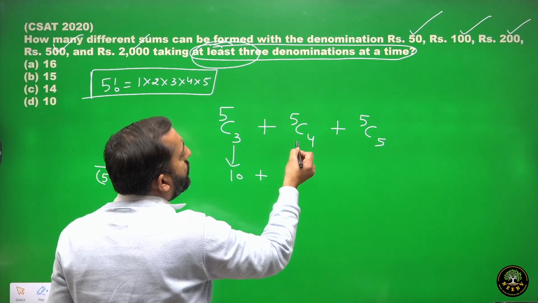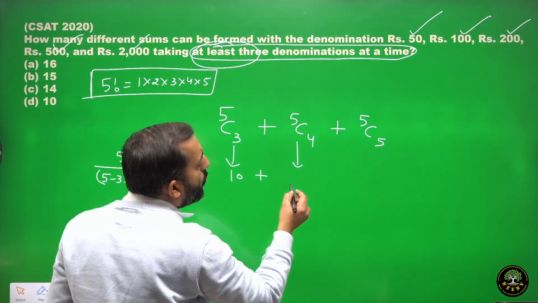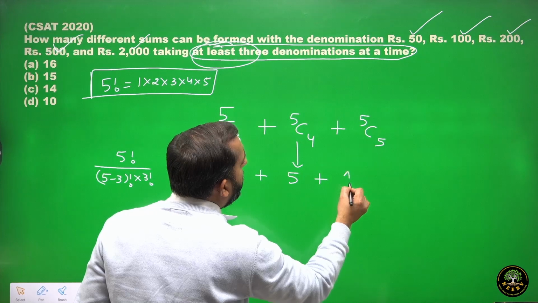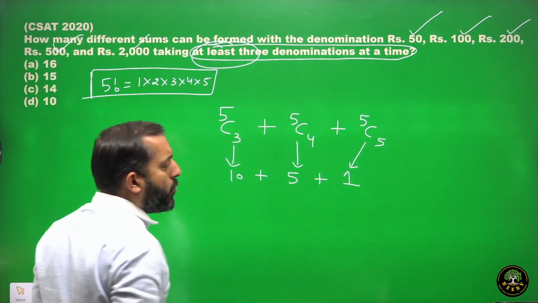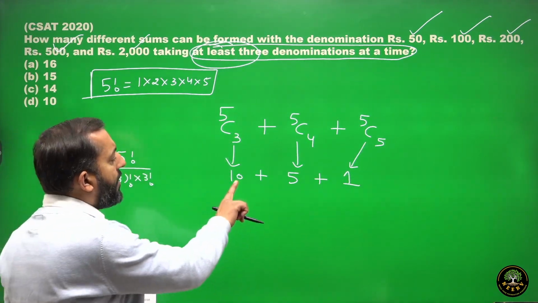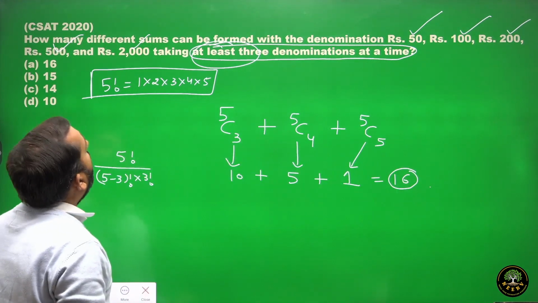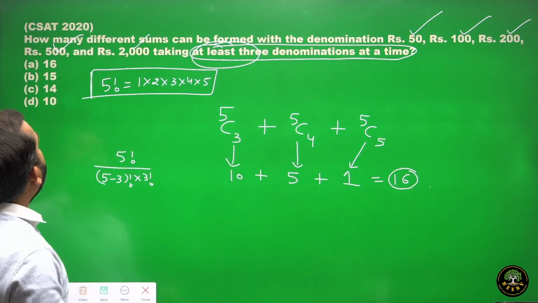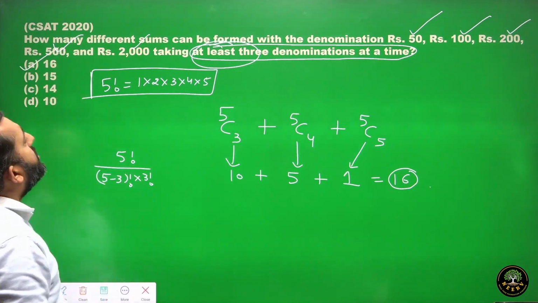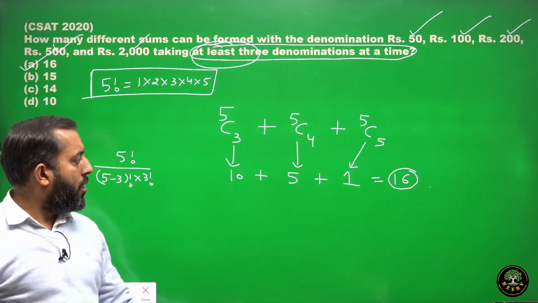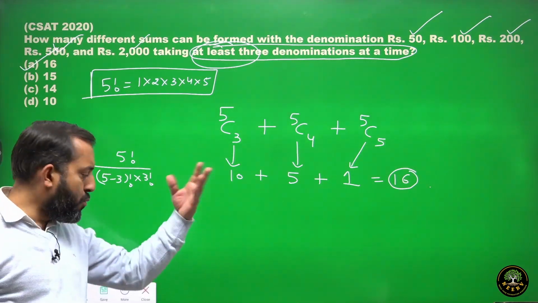If you solve 5C4, it comes out to be equal to 5. And if you solve 5C5, it will give you 1 only. So if you add them, 10 plus 5 plus 1, it is what? 16. So how many different sums can we create here? 16 different sums we can create here. Please make a note of it. Alright, I hope this is clear. Let's move on to the next question.